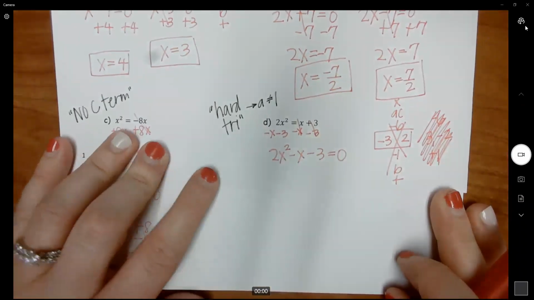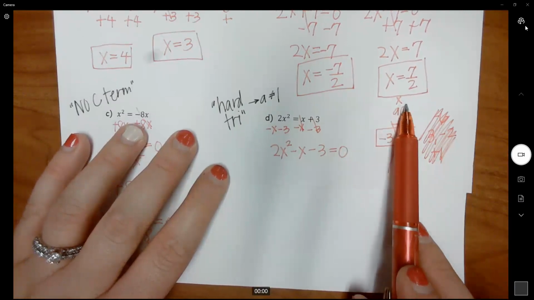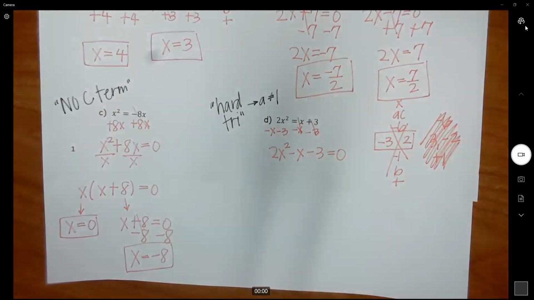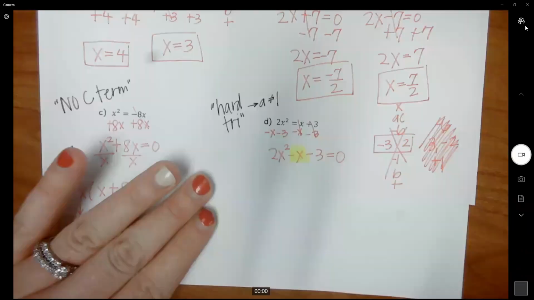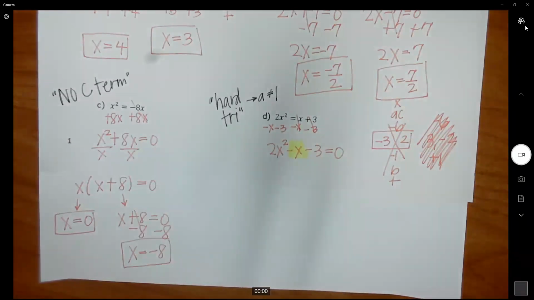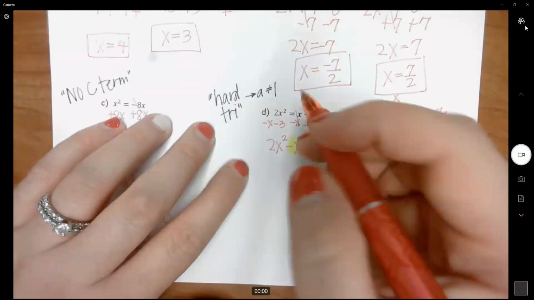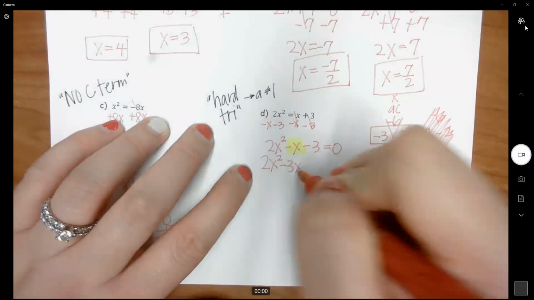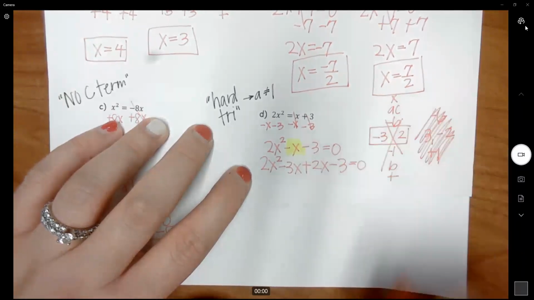Okay, so here's where the extra step is. Once we fill in our x and we figure out what multiplies to AC and what adds up to B, you have to take this middle term, in this case, my -x, and rewrite it using these numbers here. So this becomes 2x squared minus 3x plus 2x minus 3 equals 0.